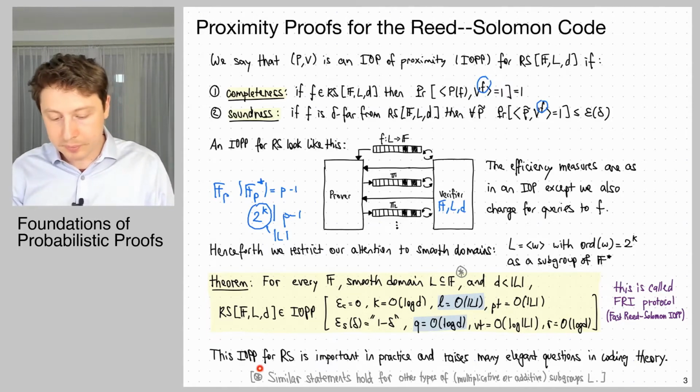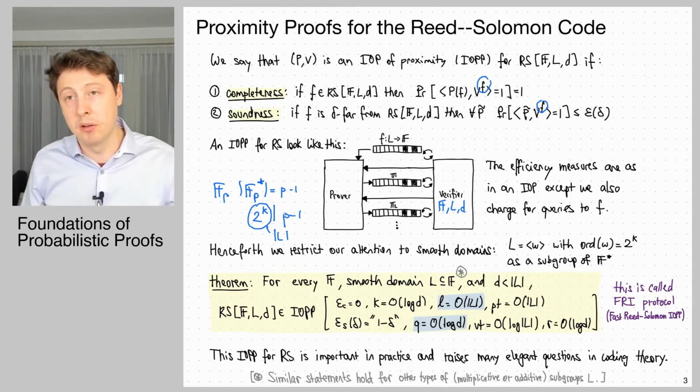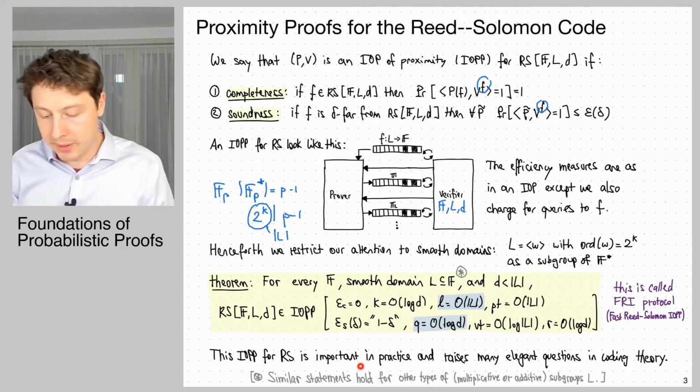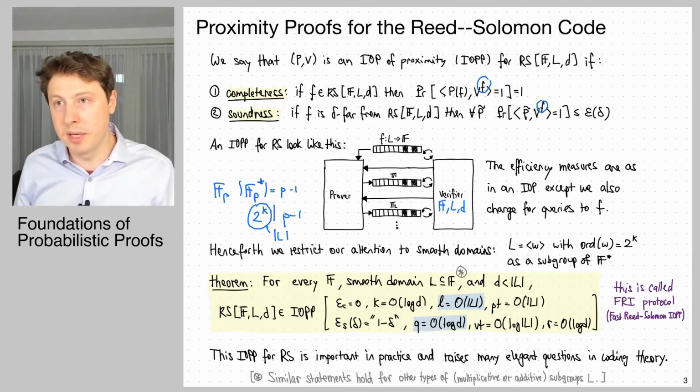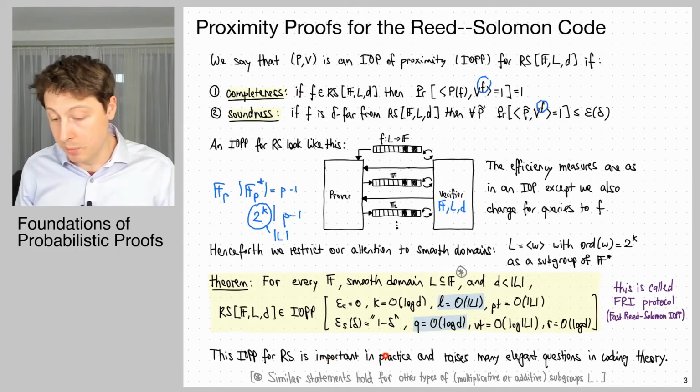So this IOPP for the Reed-Solomon code is not just a component of the protocol we saw last time, but it is really important in practice. This is something that is probably running as we speak somewhere in Ethereum. So it's a very practical algorithm, protocol.